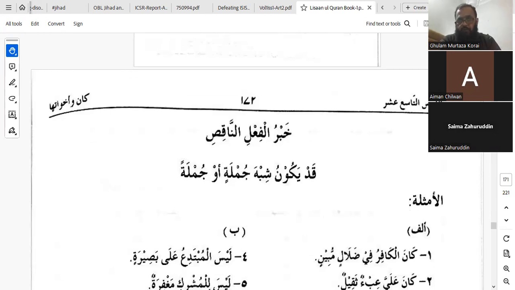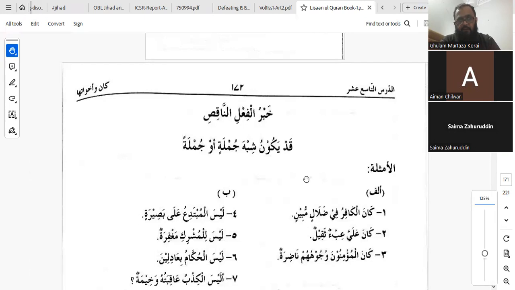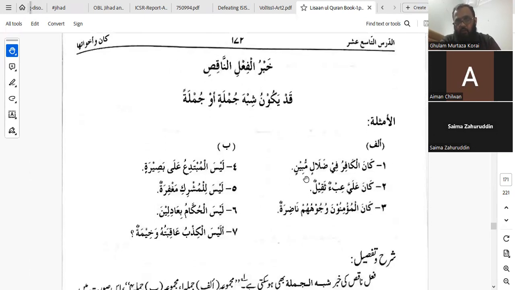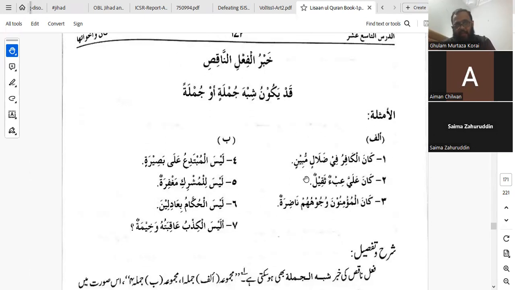Now we'll be coming to the new topic, that of kana yakunu. After completing that, inshallah, we'll go through another topic and discuss a few things. I hope that you have time, and if the session ends, we are going to meet again. Now, what is this topic? This topic refers only to the khabar of kana.